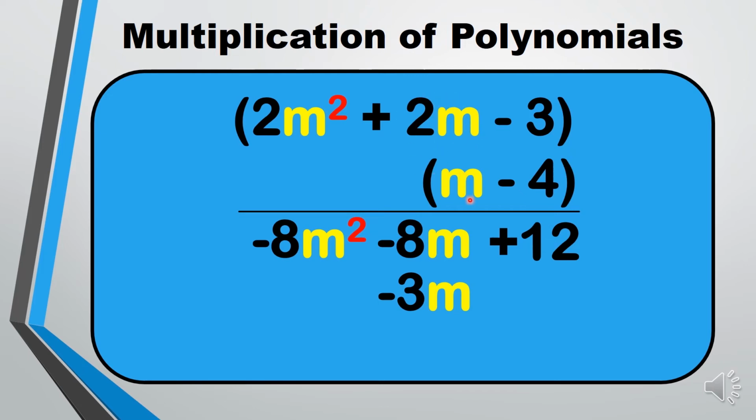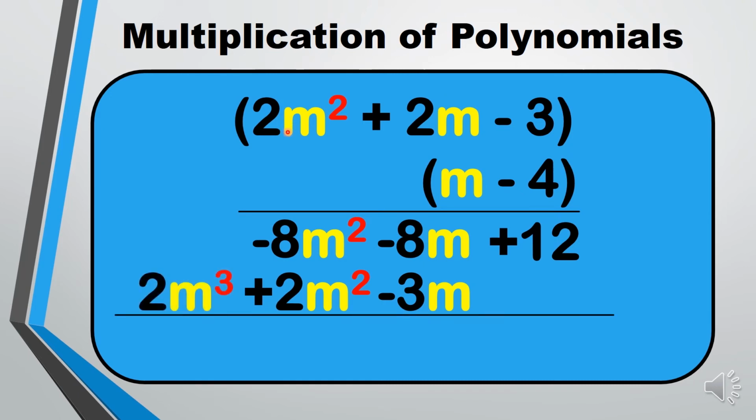The answer is 2. And let's copy the variable m and let's add its exponent. 1 plus 1 is 2. That's why we have positive 2m squared. Itapat din natin siya sa kanyang kaparehas na term.